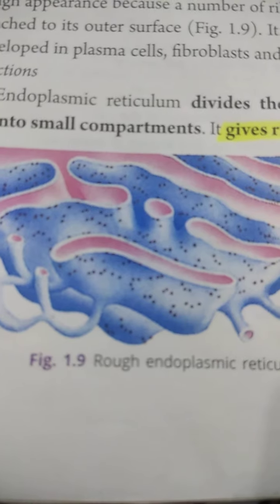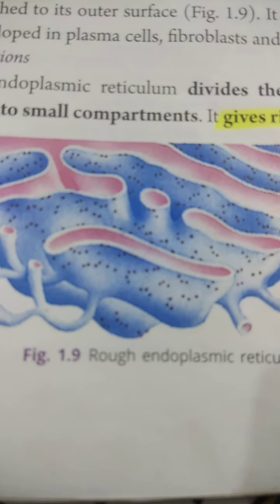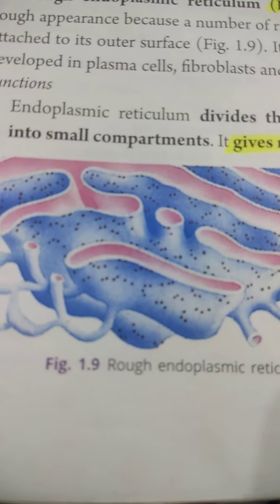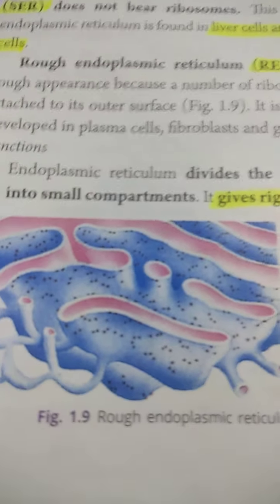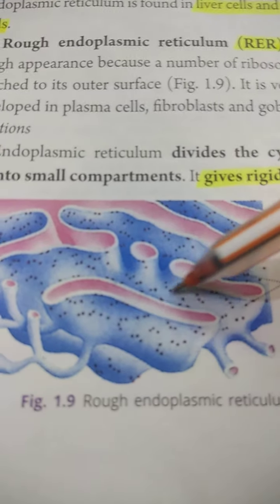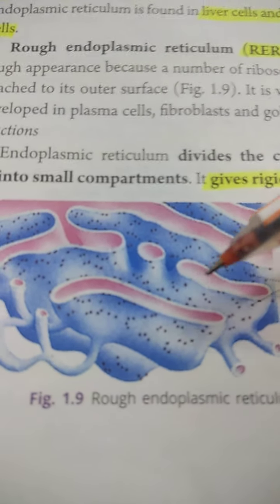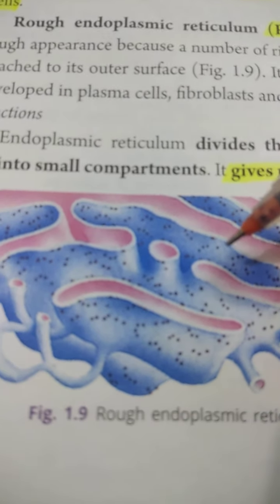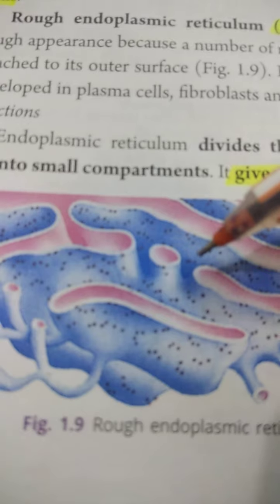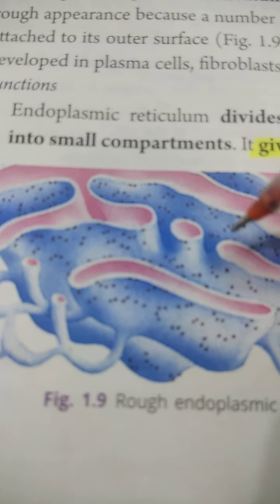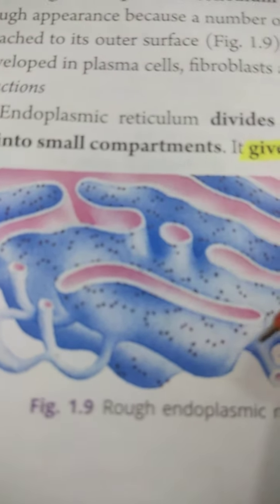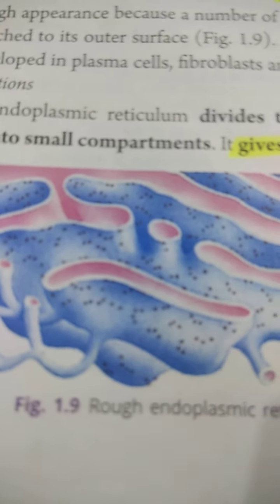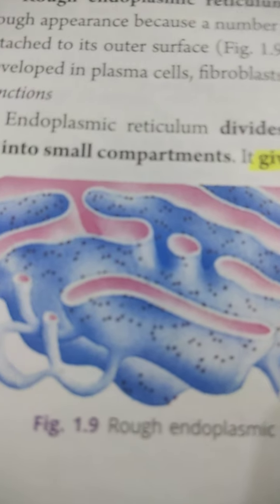The endoplasmic reticulum is of two types, smooth and rough. In this picture, this is the rough endoplasmic reticulum. These dotted structures found on it are actually ribosomes. If the ribosomes are attached on the outer surface of the endoplasmic reticulum, then it is known as rough endoplasmic reticulum. And if the ribosomes are not attached on the outer surface, then it is termed smooth endoplasmic reticulum.